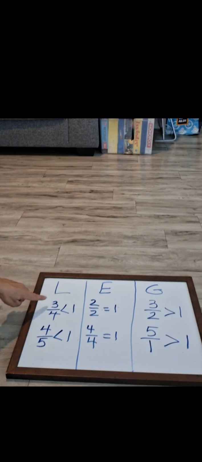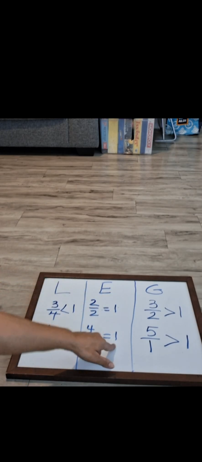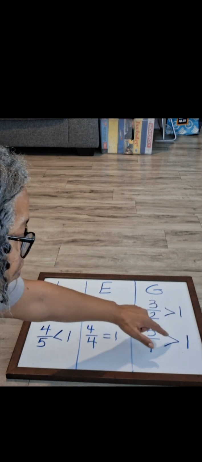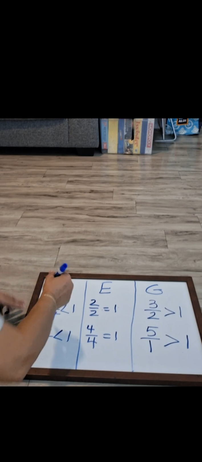So right here, 3 is less than 4, so that's going to be less than 1. 4 is less than 5, that's less than 1. 2 and 2 are the same, that's equal to 1. And 4 and 4 are the same, that's equal to 1. The 3 is greater than 2, that's greater than 1. The 5 is greater than 1, that's greater than 1. So there we go. And that's called the leg.